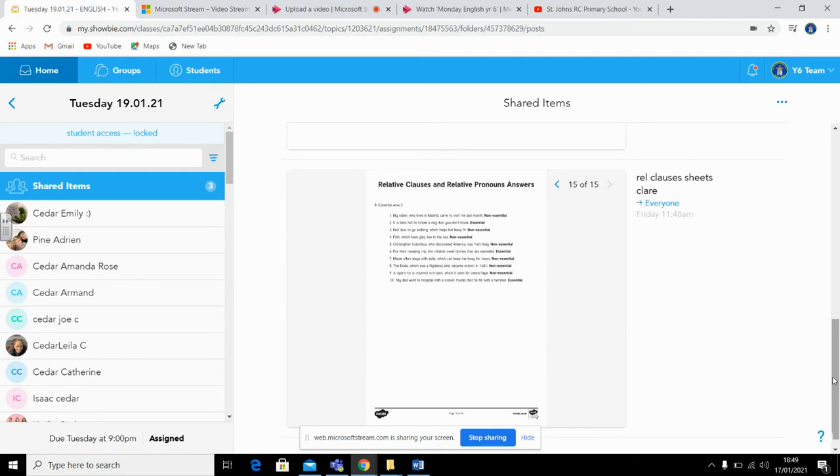So by the end of this lesson, you will have revised and consolidated your understanding on relative pronouns and relative clauses, and you will be able to then use them in your sentences moving forward throughout the course of the week and onwards.